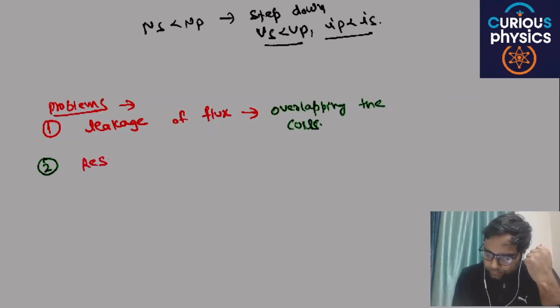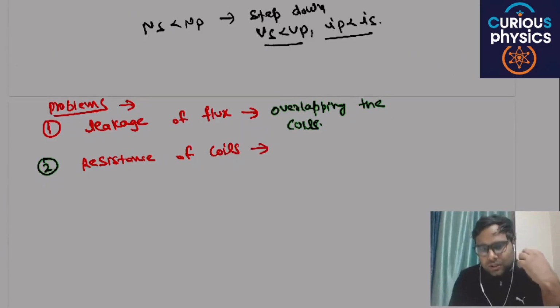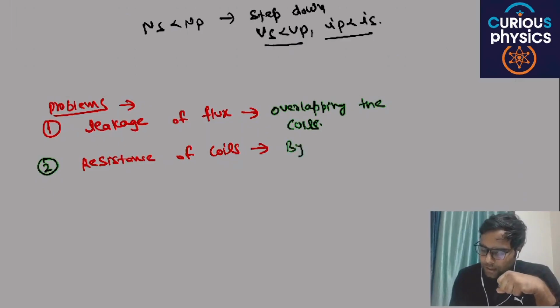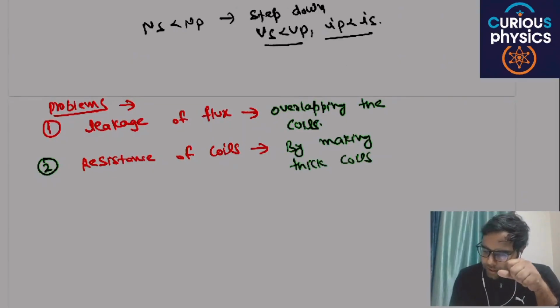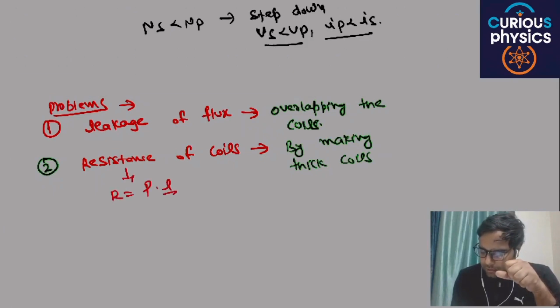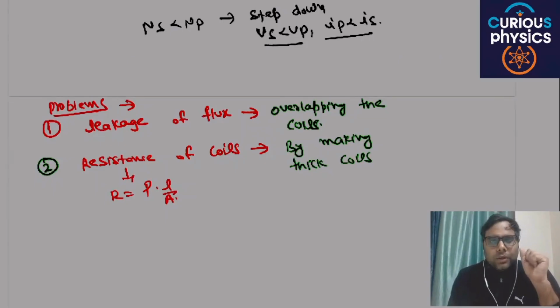The second main issue is the resistance of the coils, which basically alters the value of currents. The resistance of the coil can be reduced by making thick coils, okay, thick coils. And why? Because you know that resistance is nothing but resistivity times length by area. If we make thick coils, area will increase, and if area increases, the resistance will decrease, okay.